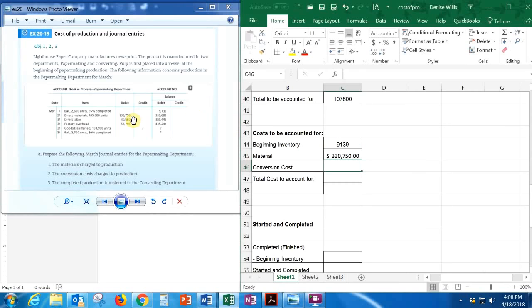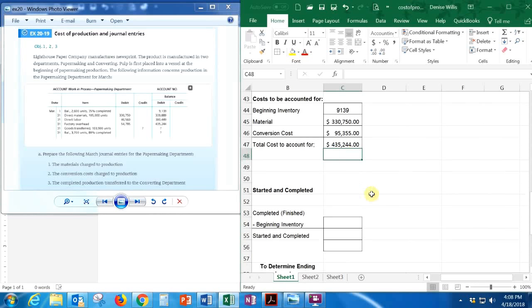The conversion costs are the total of the labor and the factory overhead, so this equals 40,560 plus 54,795. And then our total cost to account for is those three numbers added up, $435,244. We have to be able to take those costs and apply them to different areas, the ending inventory, what was transferred out, etc.